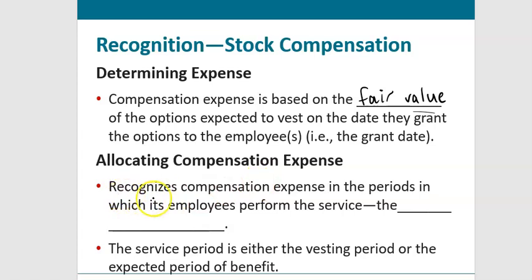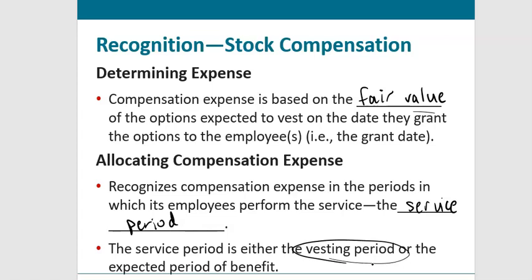So here's our bullet points: recognize compensation expense in the periods in which the employees perform the service for the company. And we call that the service period. The service period is either the vesting period or the expected period of benefit. Remember from when we talked about compensated absences, what a vesting period is. At the end of a vesting period, this award, the stock option compensation, is no longer contingent on future employment.